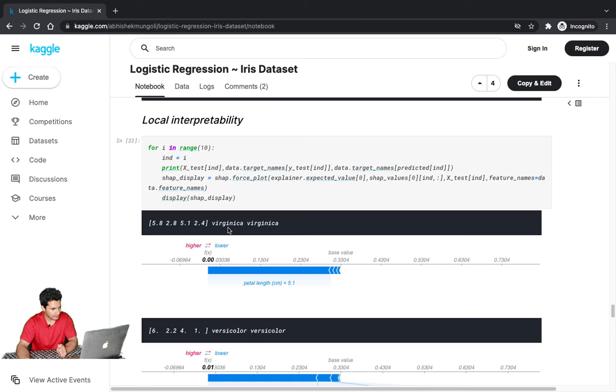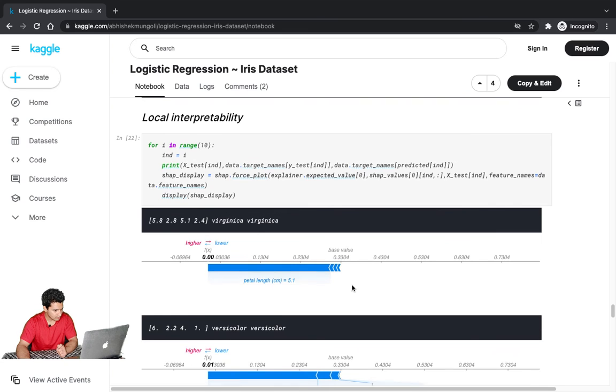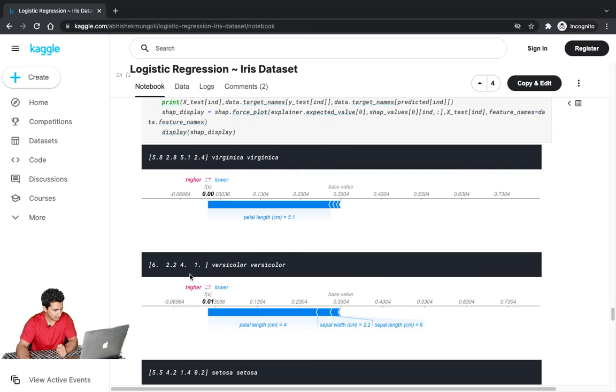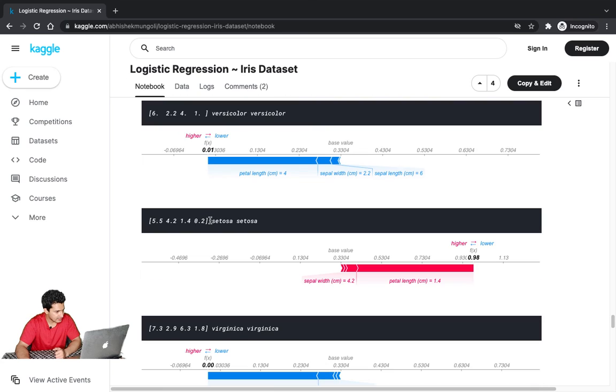This was actually Virginica and was also classified as Virginica. And what negatively contributed for Setosa? The high petal length negatively contributed. See, this is actually the log of odds. It is forcing the log of odds towards a smaller value. Similarly, here it was Versicolor, predicted as Versicolor, and these features are contributing negatively for Setosa. And interestingly, here this was actually Setosa, predicted as Setosa, and what contributed positively for Setosa was small petal length, 1.4, and high sepal width, because sepal width needs to be high.